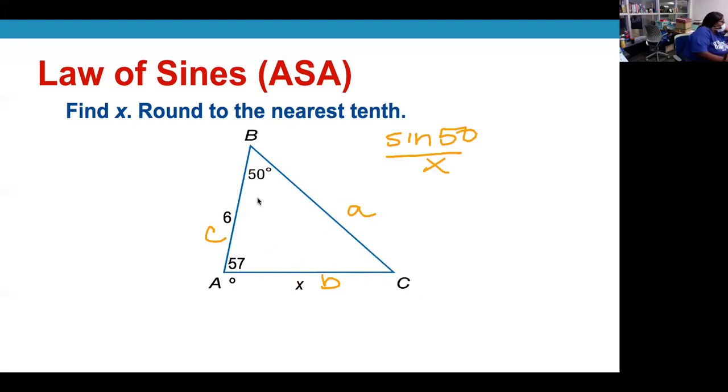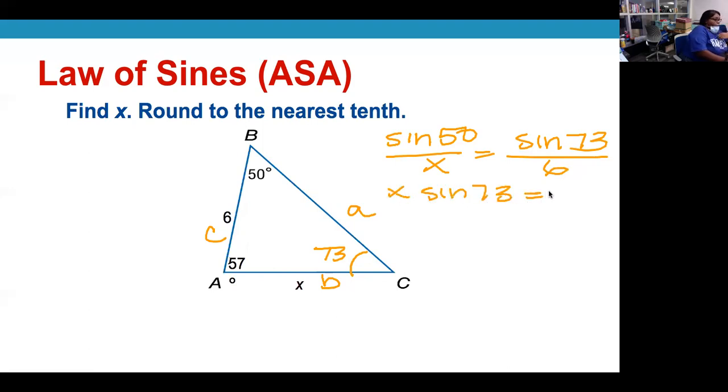However, this is a triangle, right? So if this is a triangle, then what does this angle have to be? 73, right? Because it has to equal 180. So then I can do the sine of 73 over 6. And now I can figure it out. X times the sine of 73 is equal to 6 times the sine of 50.